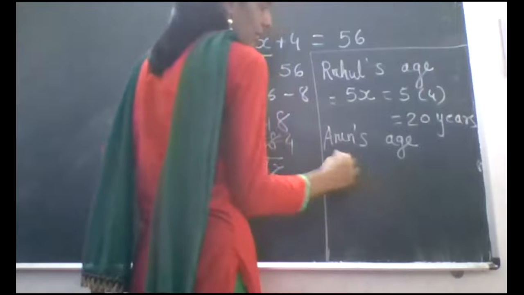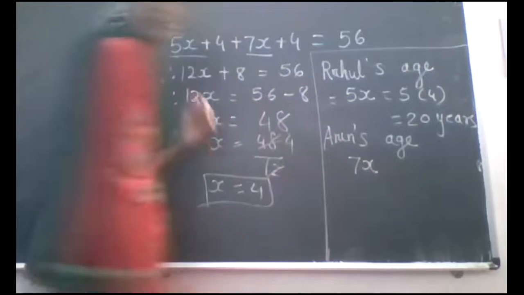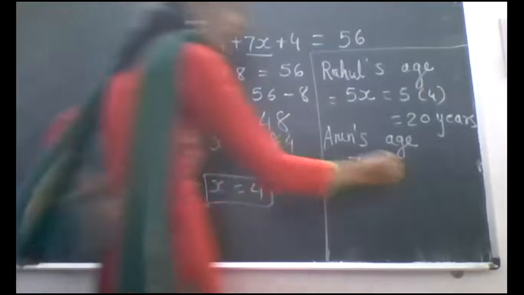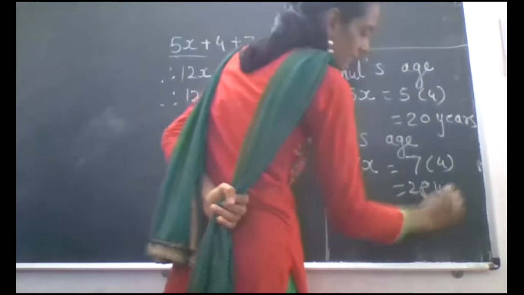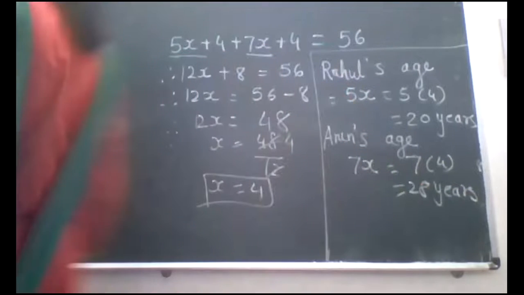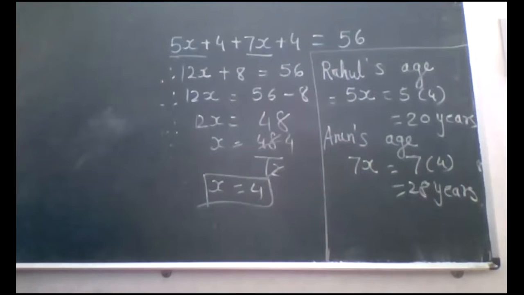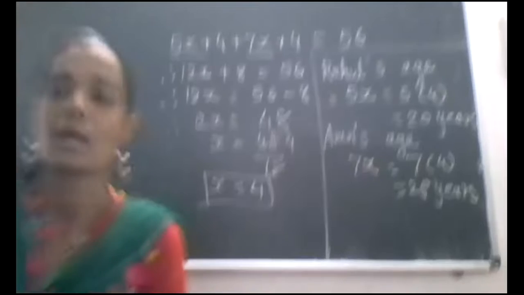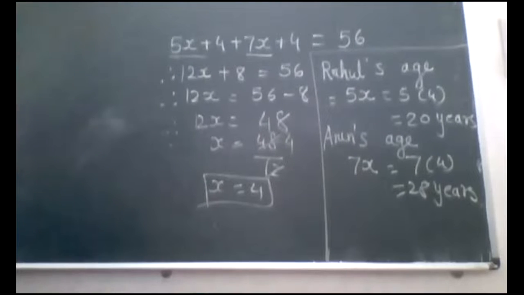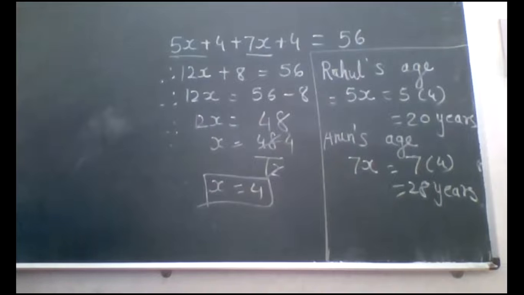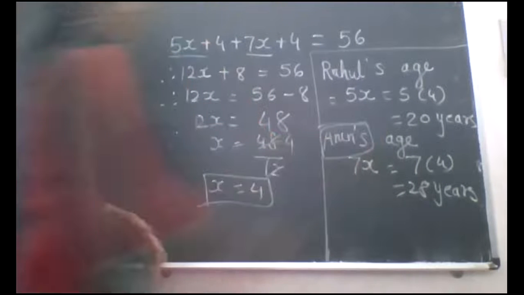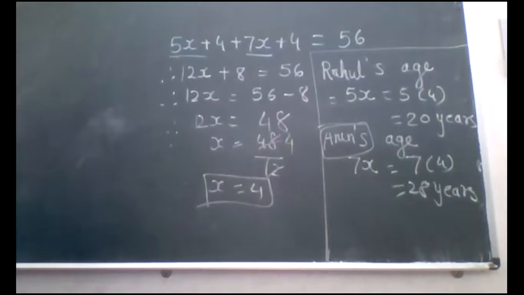Arun's age is 7x, which is 7 times 4, equal to 28 years. Whatever name is given, you just write it down yourself. I didn't recognize it, so whatever the name is there, you just see it yourself. Write down the name given; we just have to solve.